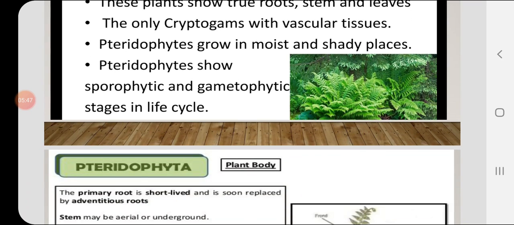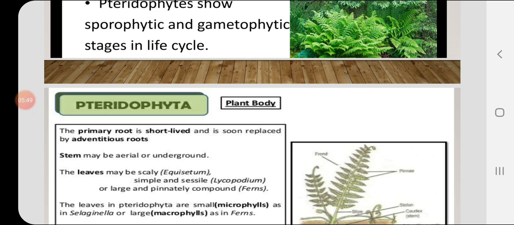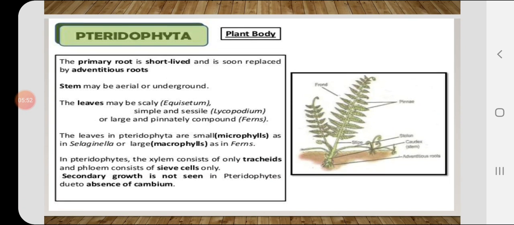Before studying the stages of the life cycle, let us once see the plant body of pteridophytes. How is the plant body of pteridophytes? The primary root is short-lived and is soon replaced by adventitious root. The roots of the pteridophytes, that means primary roots, are very short-lived. That means they die within a very short period of time, and they are very soon replaced by adventitious roots.